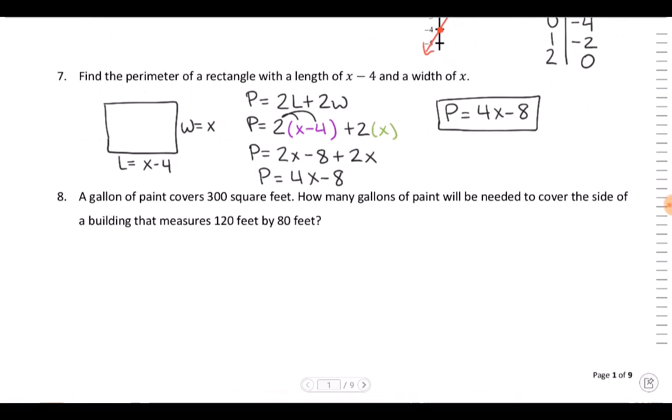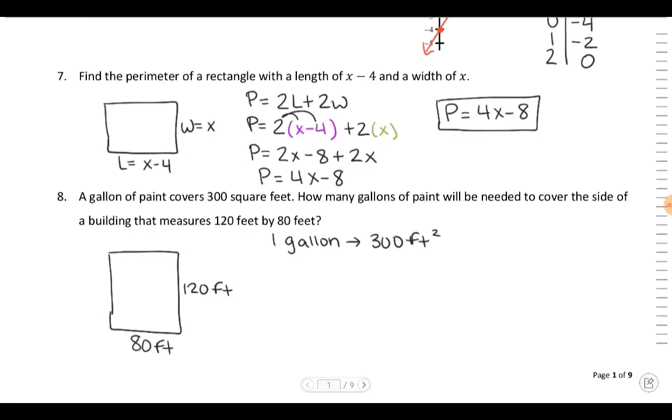A gallon of paint covers 300 square feet. How many gallons of paint will be needed to cover the side of a building that measures 120 feet by 80 feet? So let me go ahead and draw the side of this building here. And it says that it's 120 feet by 80 feet. And it says 1 gallon covers 300 square feet. So we need to find the area that needs to be covered with paint. So the area of a rectangle is length times width.